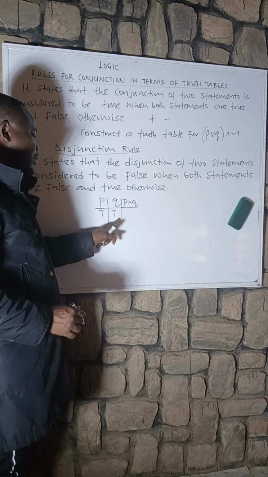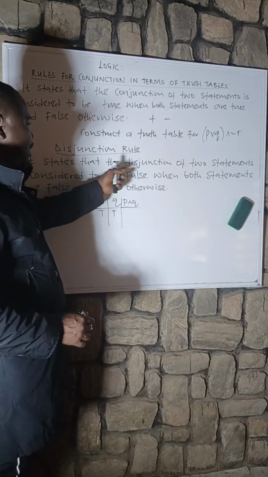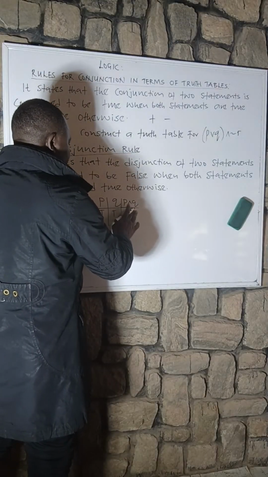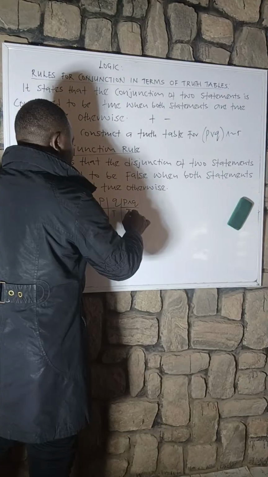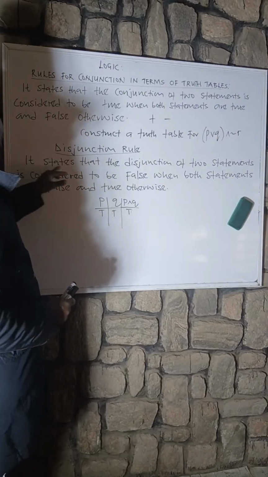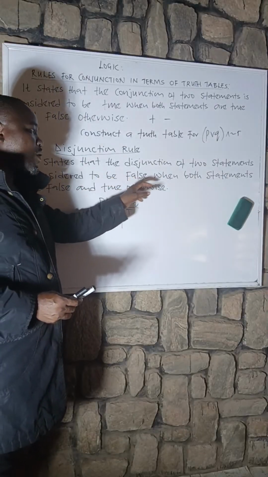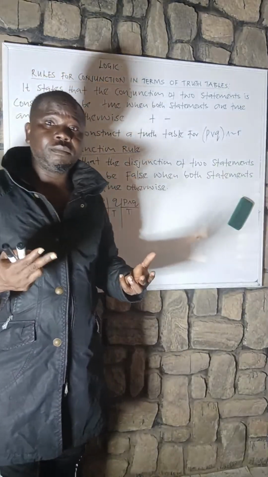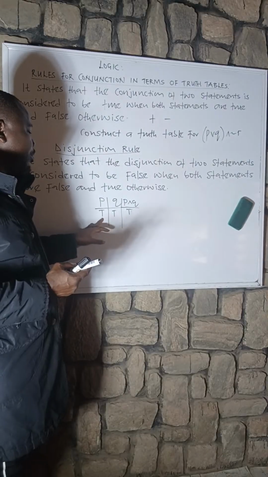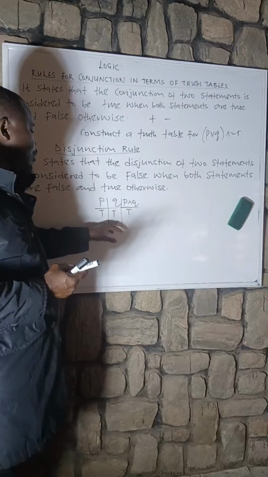P is true, Q is true. So now the disjunction of these two statements, as far as the truth table is concerned, here will be true. Why? Because it states that the disjunction of two statements is considered to be false when both are false. So you can see that here is true, here is true. Both of them are not false, and true otherwise. So it means true.